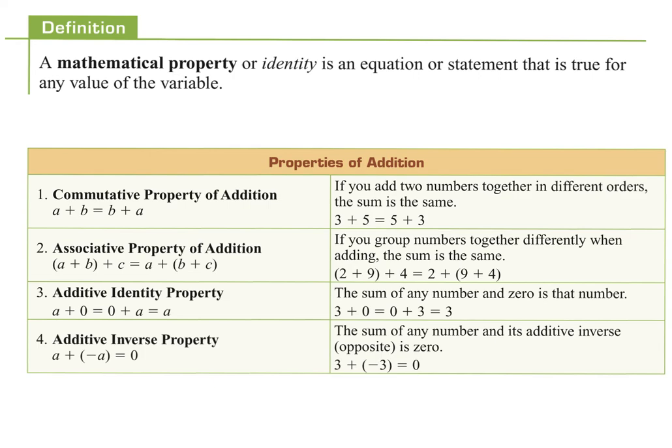So a mathematical property is just an identity in an equation or statement that's true for any value of the variable. And we have 4 of them here. Commutative property. If everything is addition, it doesn't matter what order you do it in. 2 plus 3 is 3 plus 2. It doesn't matter which way you do that.